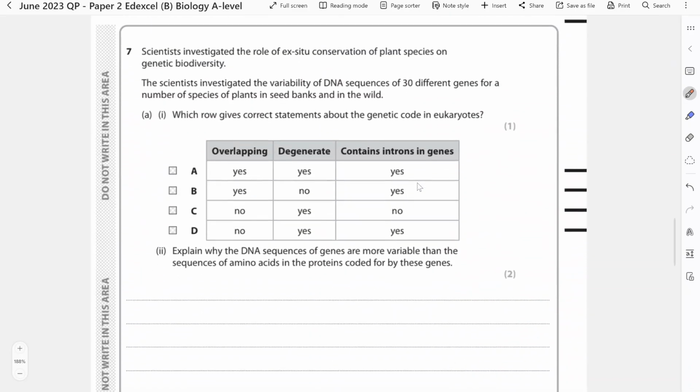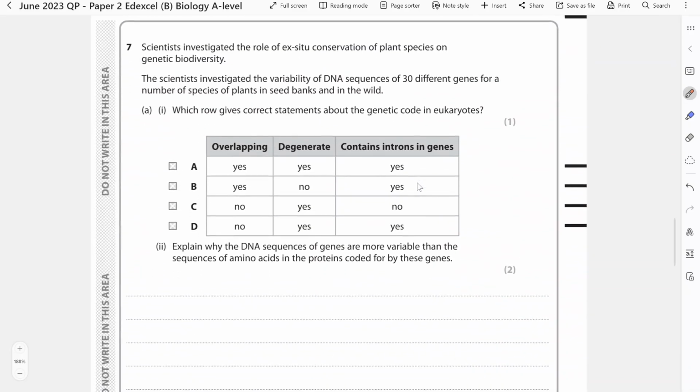All right, let's move on to question 7. Scientists investigated the role of ex situ conservation of plant species on genetic biodiversity. The scientists investigated the variability of DNA sequences of 30 different genes for a number of species of plants in the seed banks and in the wild. Part A1, which row gives correct statements about the genetic code in eukaryotes? So the answer for this would be D.